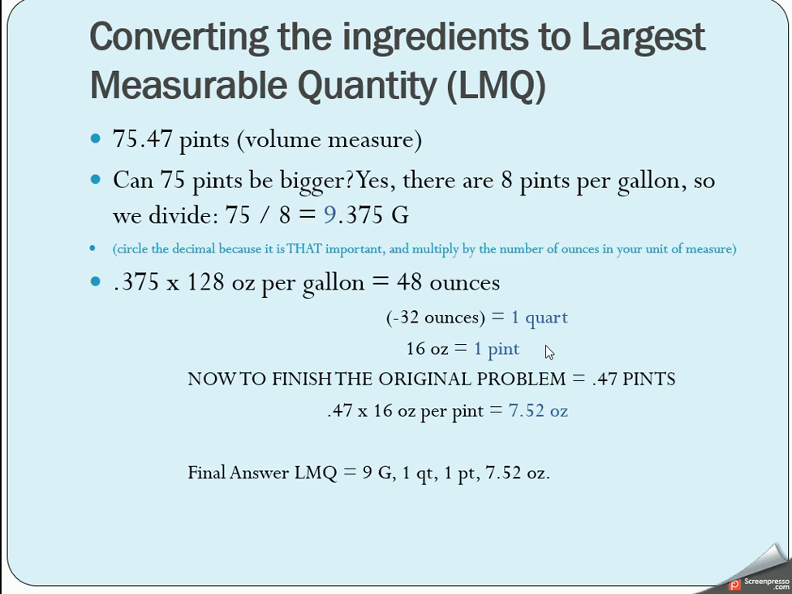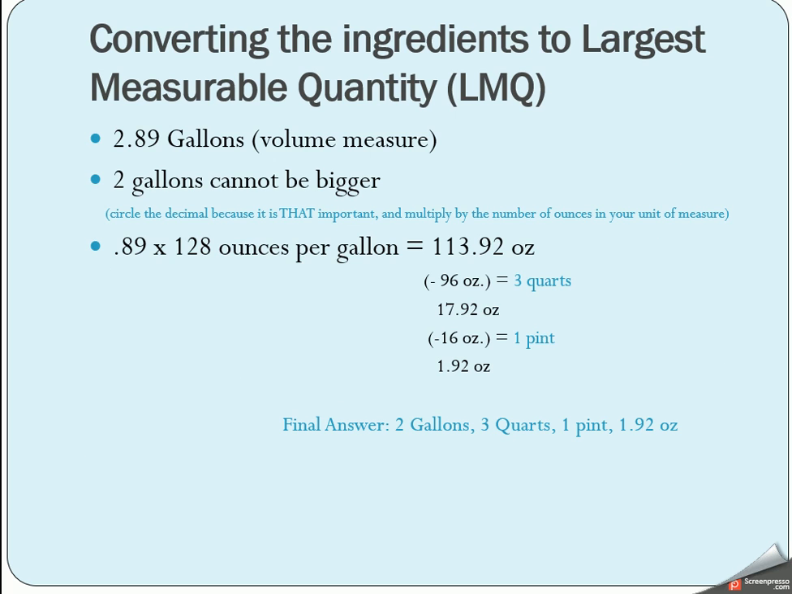The next one. All right, if I have 2.89 gallons in volume measure, can 2 be bigger? No, 2 gallons can't be bigger. So I'm going to circle the decimal point because it is that important and multiply by the number of ounces in my unit of measure. I take that 0.89 and multiply it by 128 ounces per gallon, and that will give me 113.92 ounces.